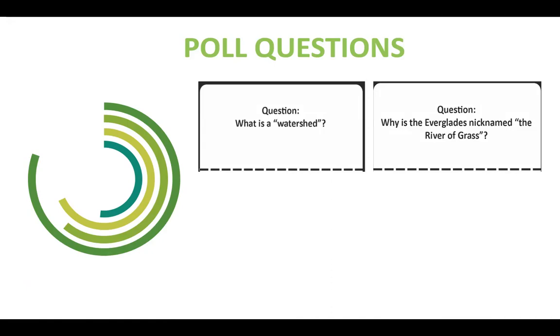So you have a couple options. What is a watershed? A facility that filters drinking water, an area of land where all of the water drains into the same body of water, an event marking a turning point in a course of action, or a shed where water is kept. And then why is the Everglades nicknamed the River of Grass? Because it provides habitat for different species that eat grasses. Not sure, is the Everglades even a river? Because it is dominated by vast stretches of sawgrass with slow flowing water, or I didn't know it was nicknamed the River of Grass, which is totally okay too.